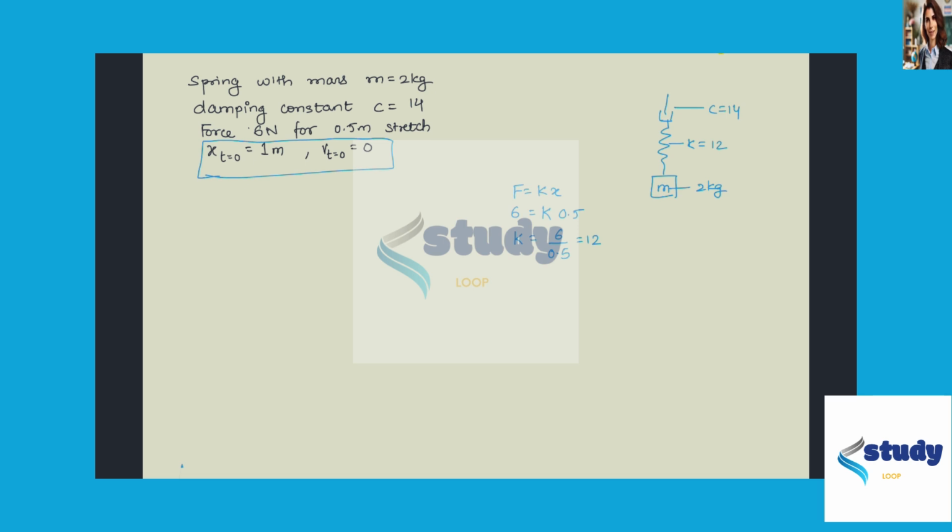Okay, so let's start. We know the general equation for this kind of system. So this system is m d square x by dt square, where x represents displacement and t is time, plus c times dx by dt plus k x equals 0.